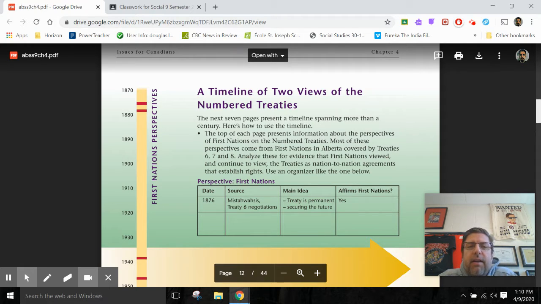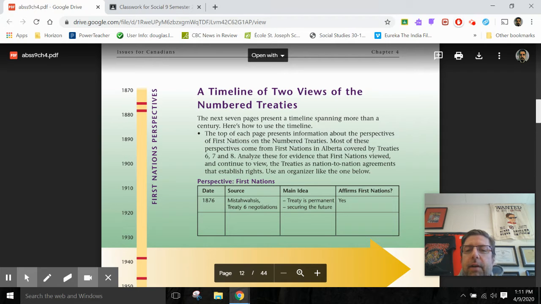The timeline is titled Timeline of Two Views of the Numbered Treaties. It says the next 7 pages present a timeline spanning more than a century. Here's how to use the timeline. The top of each page presents information about the perspectives of First Nations. So the green is going to be First Nations on the numbered treaties. Most of these perspectives come from the First Nations in Alberta, covered by treaties 6, 7, and 8.